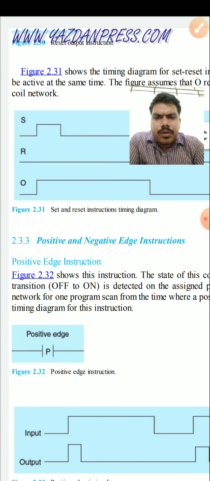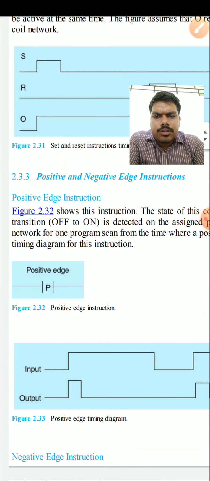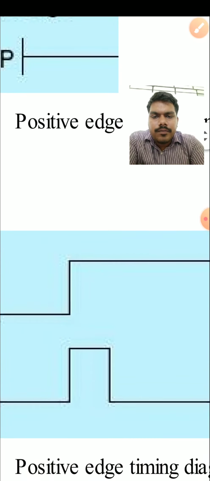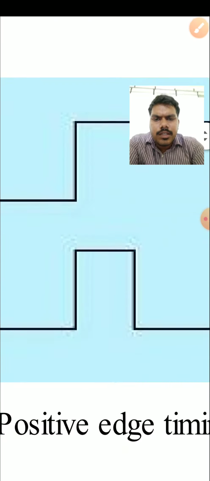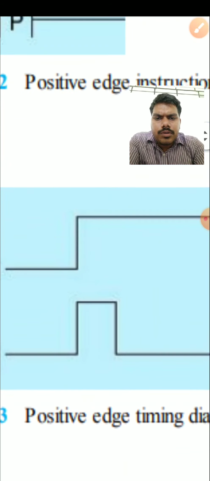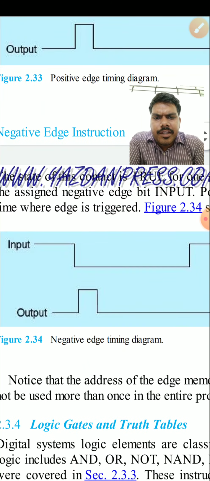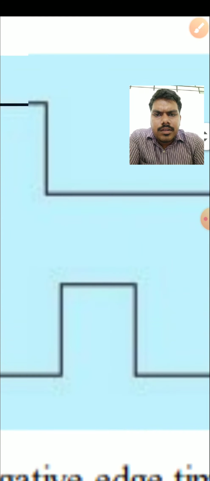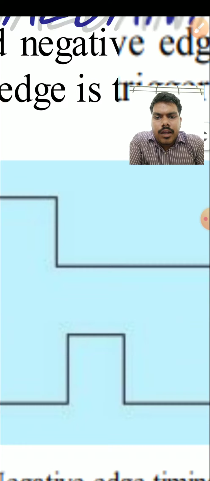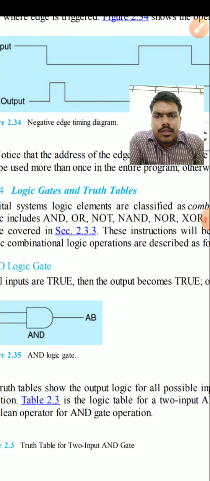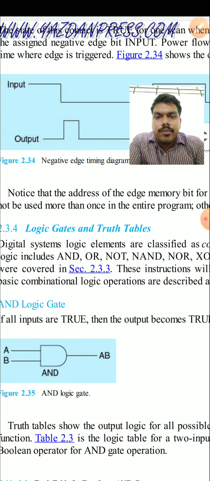Similarly, positive and negative edge. Positive edge means it will detect the positive edge right here, and if it is a positive edge, then the output will be positive, as in the edge timing diagram. Similarly for negative edge, see the negative, and the output will be shown like this. Then there will be some logic gates and truth tables.